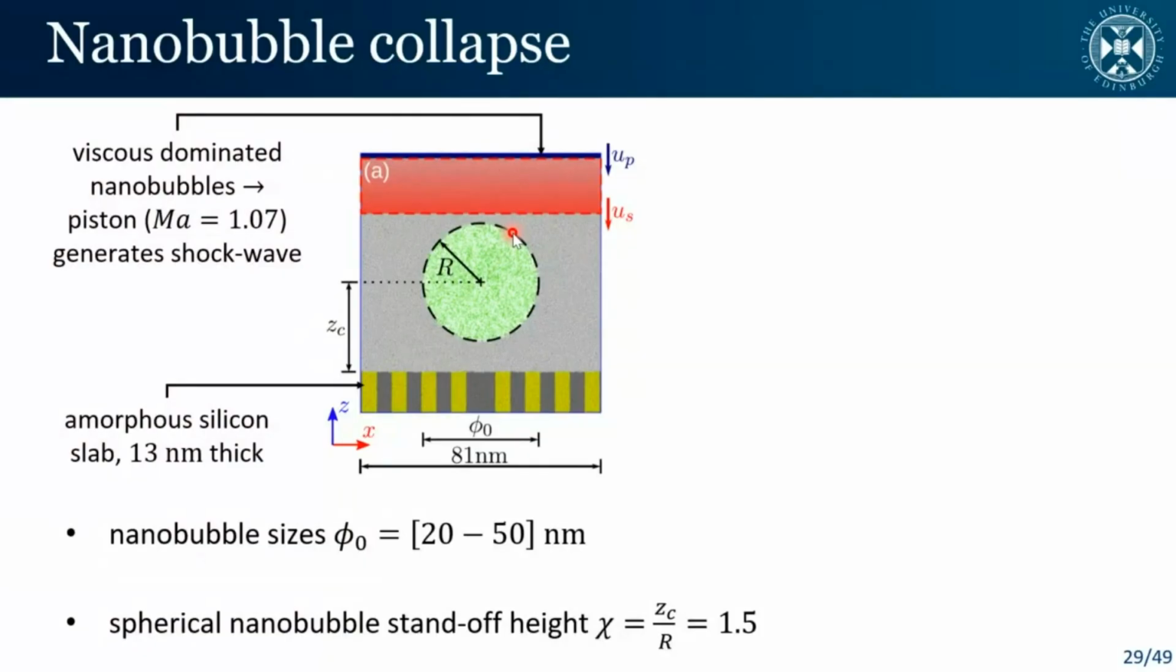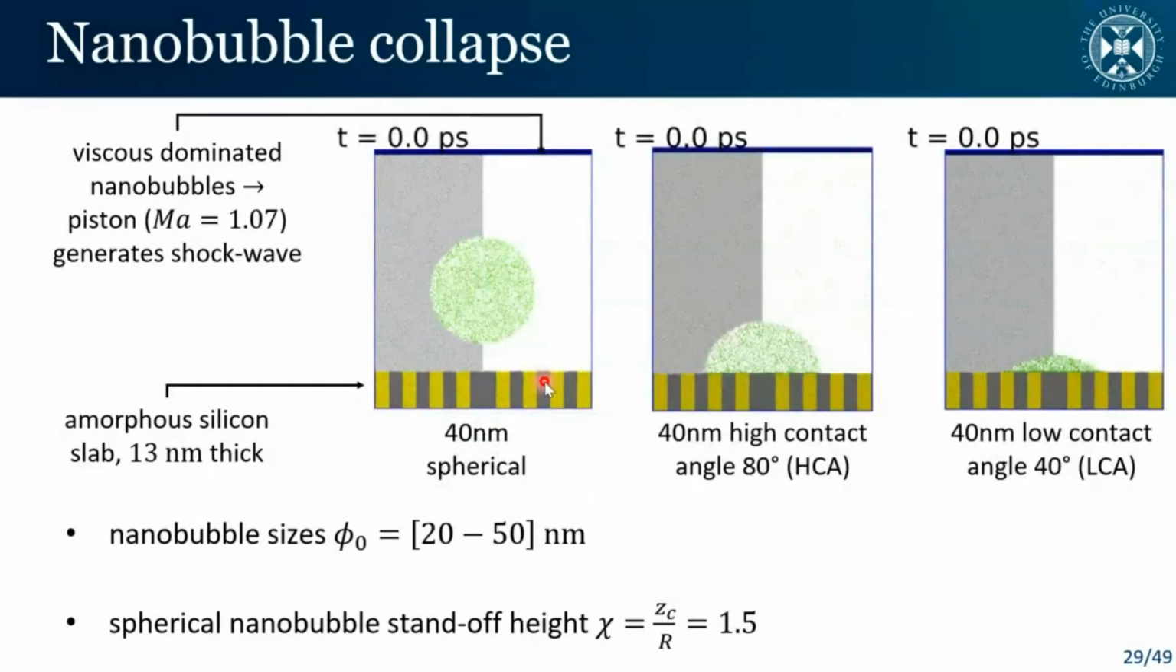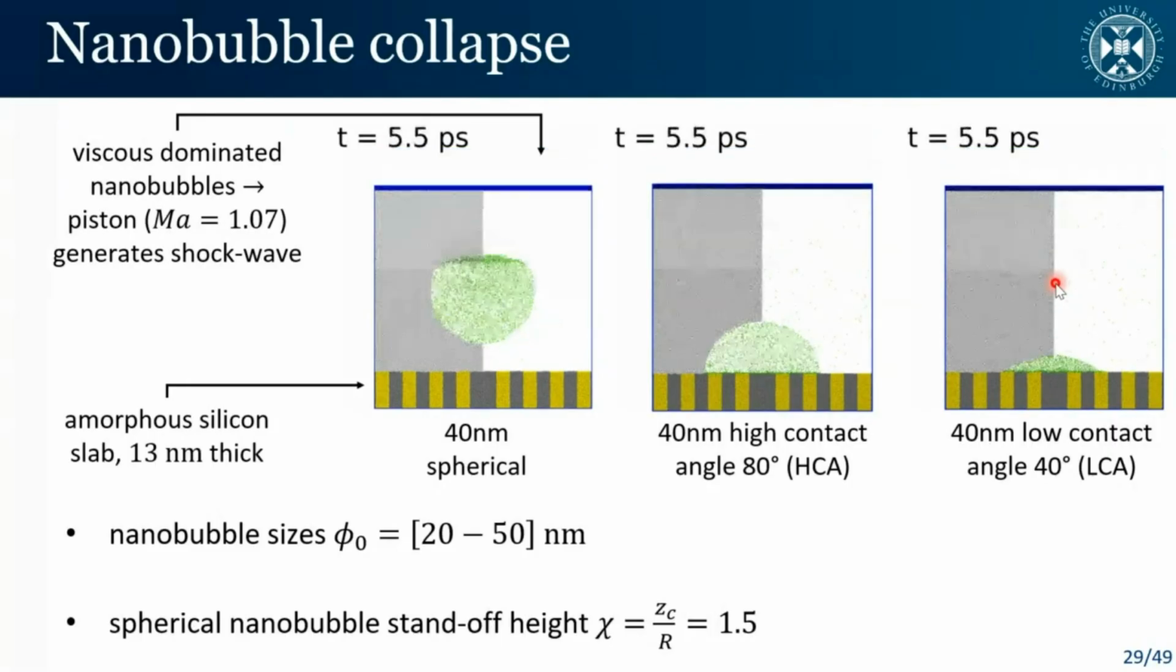Now, with the benefit of MD, I said we can model liquids and gases very well, but we can also model solids. So in this case, this is an amorphous silicon slab, which is deformable. And we're going to look at some simulation cases where these different bubbles collapse on this flexible solid, and we're going to see the resulting damage.